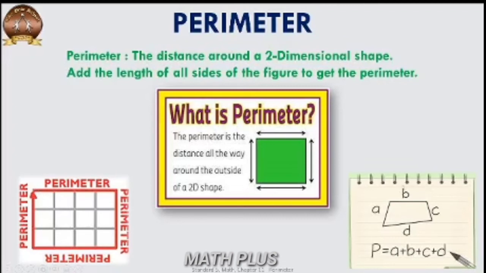Or if there is an irregular figure, like on the right hand side, where A, B, C, D are four sides, how do we find the perimeter? By adding all the four sides, A plus B plus C plus D. Basically we are adding the lengths of all the sides.